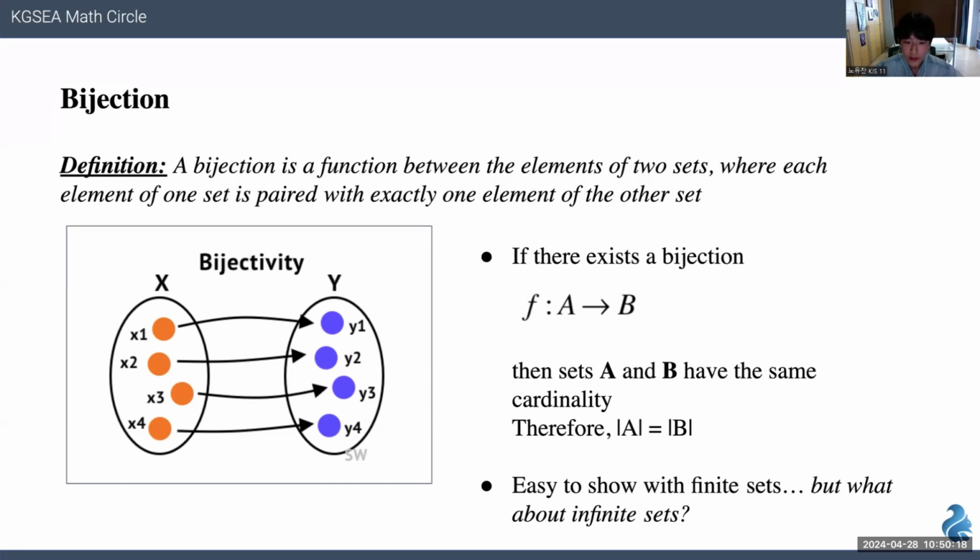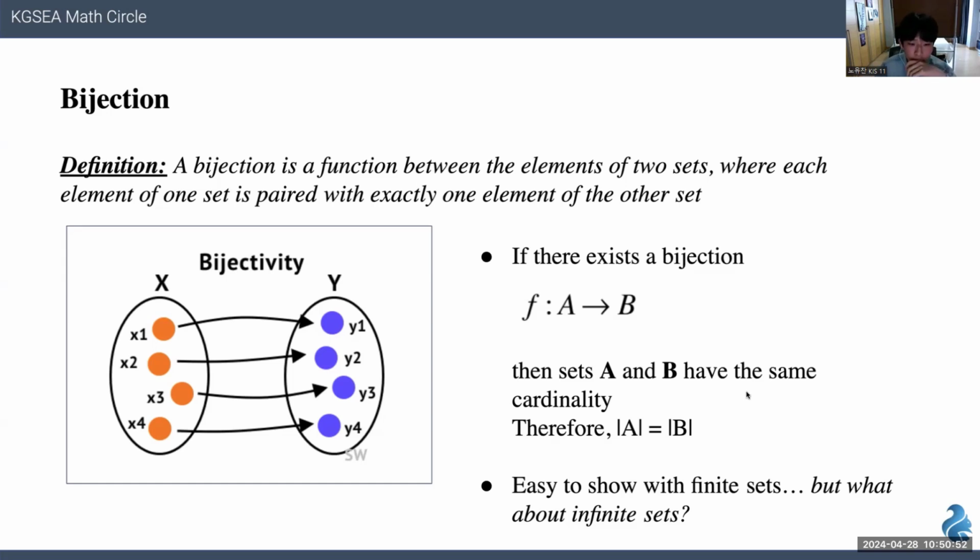If we consider a function, as we know, it has a corresponding output for every input. It's the same with bijections, except that we use this with sets. So if there exists a bijection f between A and B, then sets A and B have the same cardinality, and therefore the absolute value of A equals the absolute value of B. And the cardinalities of two sets are equal if and only if there is a bijection. So if they don't have a bijection, then they definitely don't have the same cardinality.